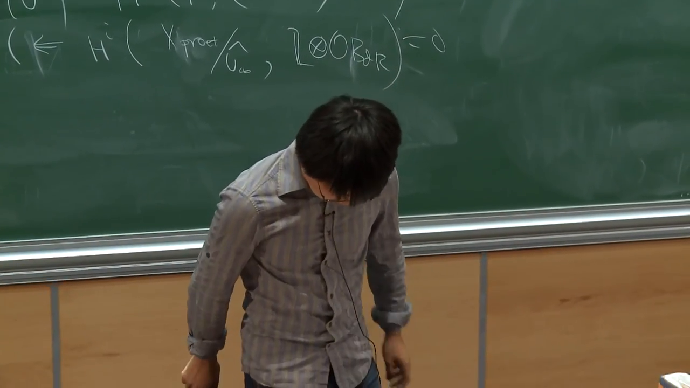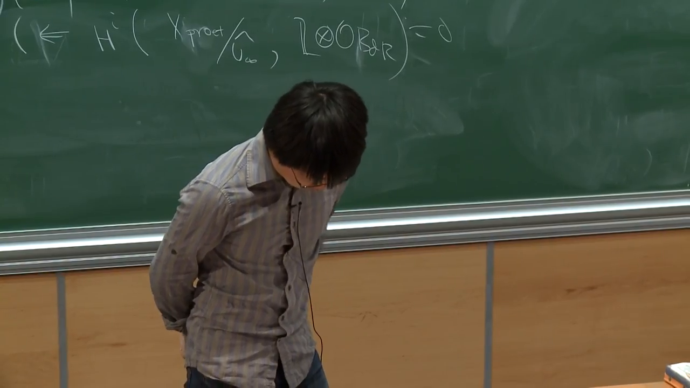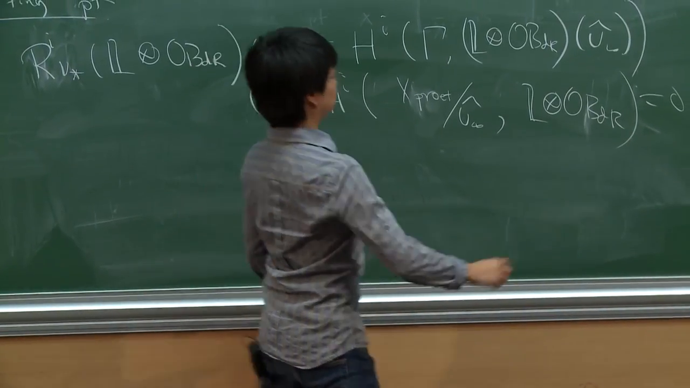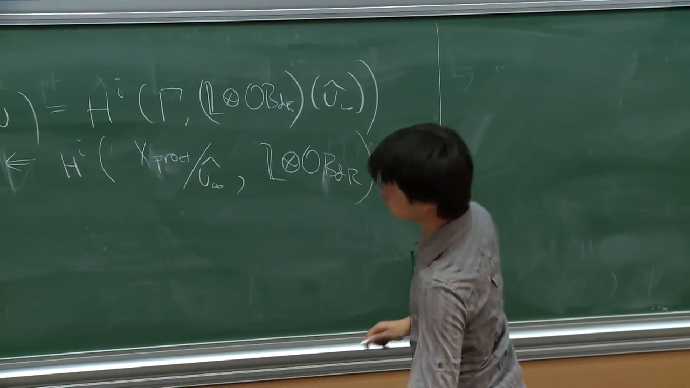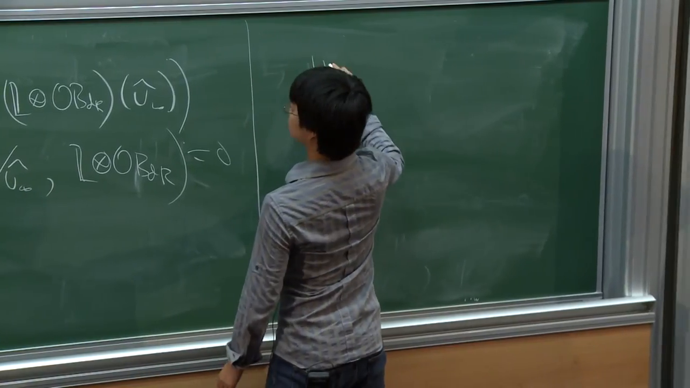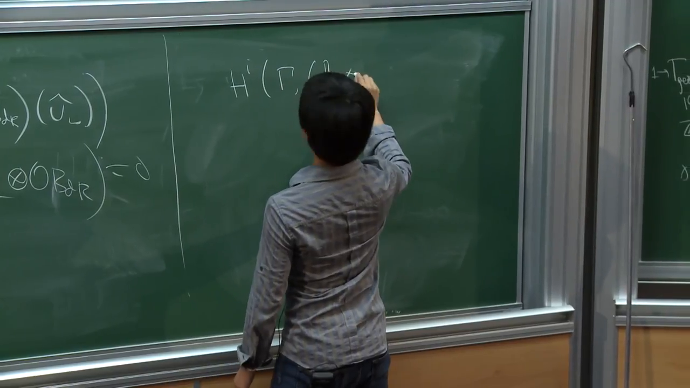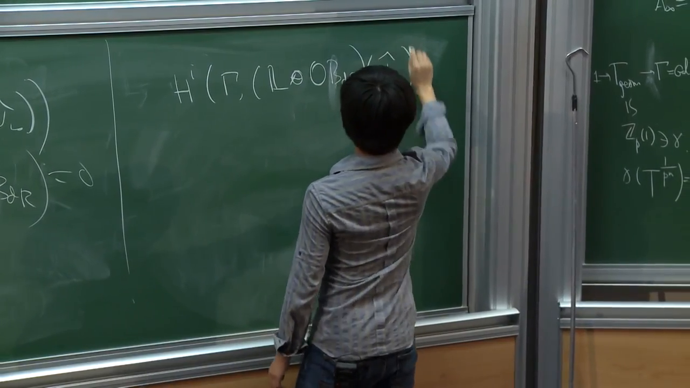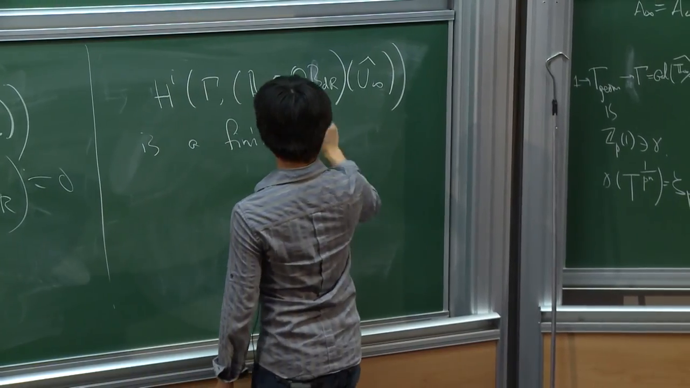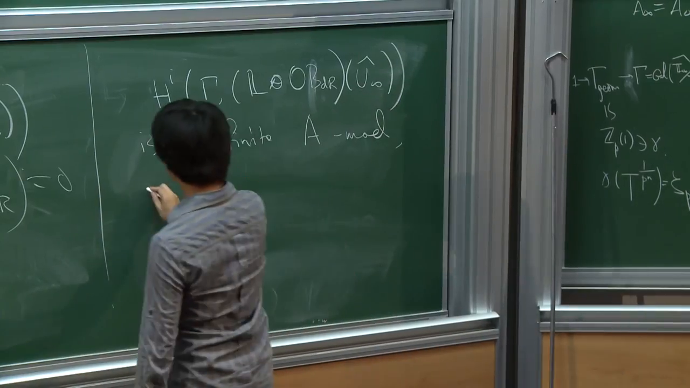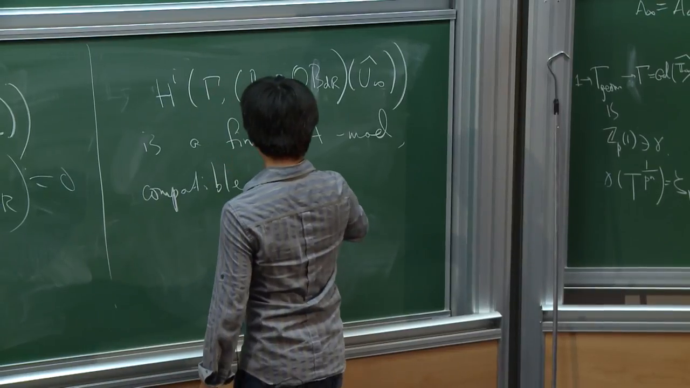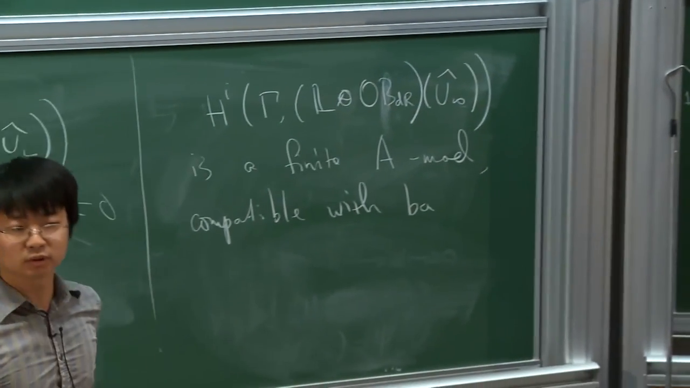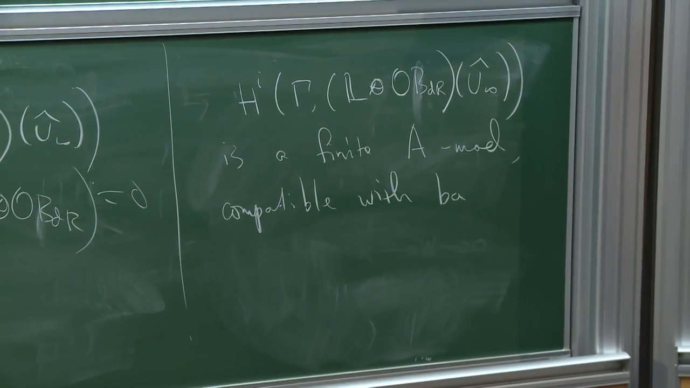So now what I need to show is really the following: H^i is a finite A-module and compatible with étale base change. What is A? A is just a ring of global sections. If you prove that it's compatible with base change, then you will get that. This is what I mean.